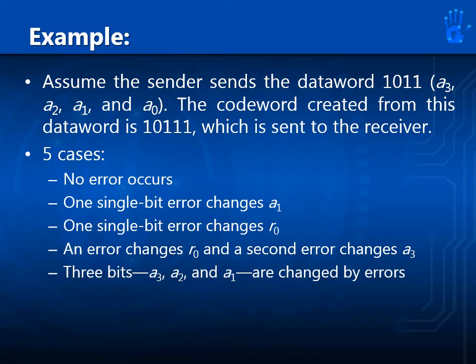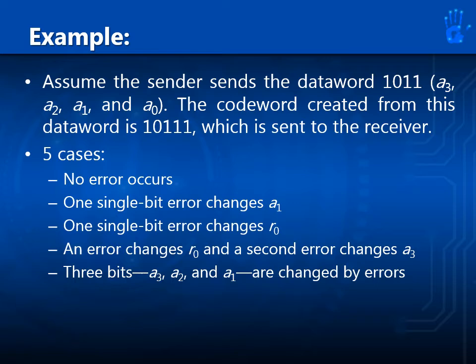If the second case happens, the code word now becomes 10011. As you can see, R sub 0 should not be 1 if that is the case, because this is even parity. So the checker would detect this error. It will know that one of the bits has an error and it will discard the message.